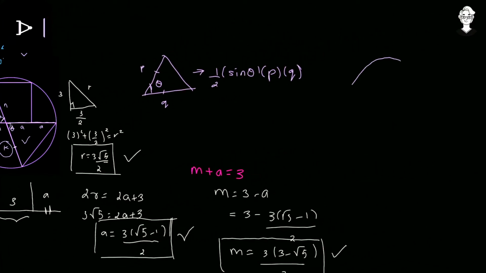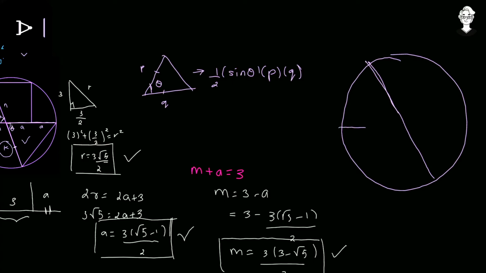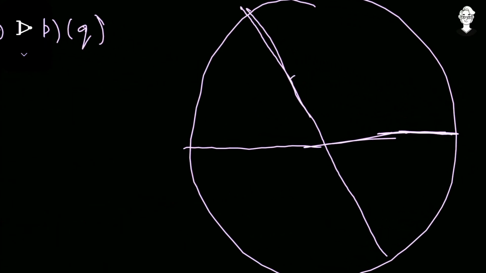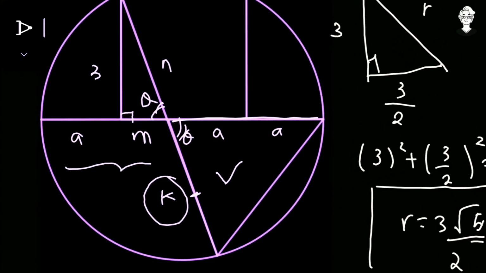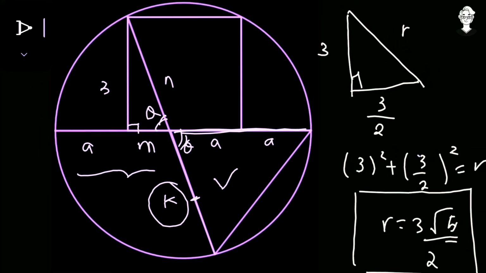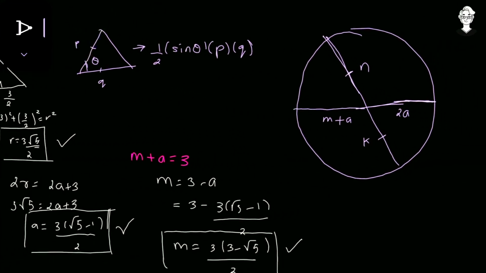So I'm just drawing the circle to find the value of k. This is the chord, and this is the chord. In this particular triangle, this has length n, this has length k, this has length 2 times a, this has length m plus a. Look at this diagram: this much part is m plus a plus a, 2 times a, that is n, that is k. So these are the two chords I have drawn.